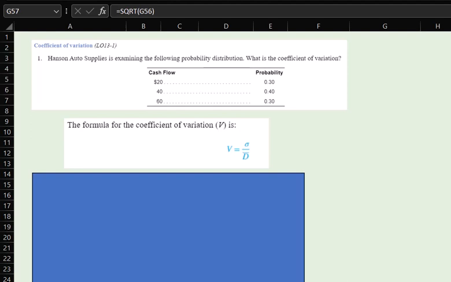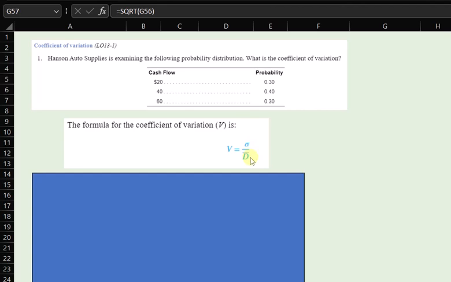Okay, let's illustrate how we would calculate the coefficient of variation when we're given probabilities. So in this example, we're taking a look at the situation where there's a 30% chance that the cash flow will be $20, 40% chance that it'll be $40, and a 30% chance that it'll be $60. Now, the formula we use to calculate the coefficient of variation is the standard deviation divided by the mean.